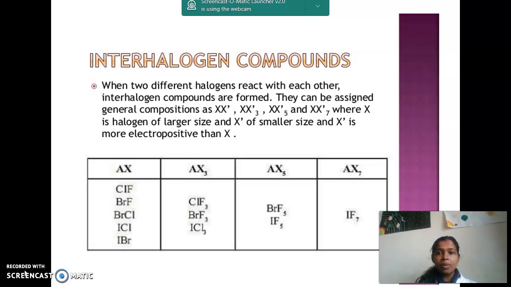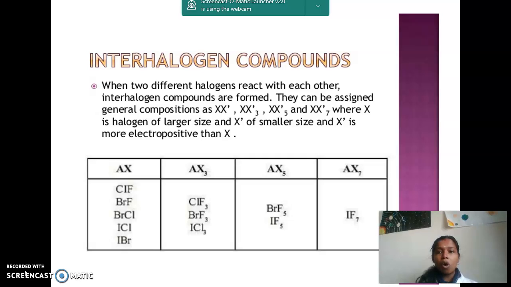In the last class, we discussed halogen compounds: what halogen compounds are and how chlorine is manufactured. So, in today's session, we are going to discuss interhalogen compounds, which are very important.